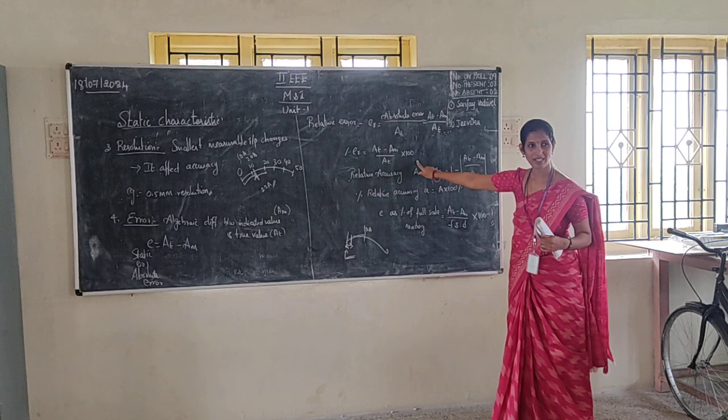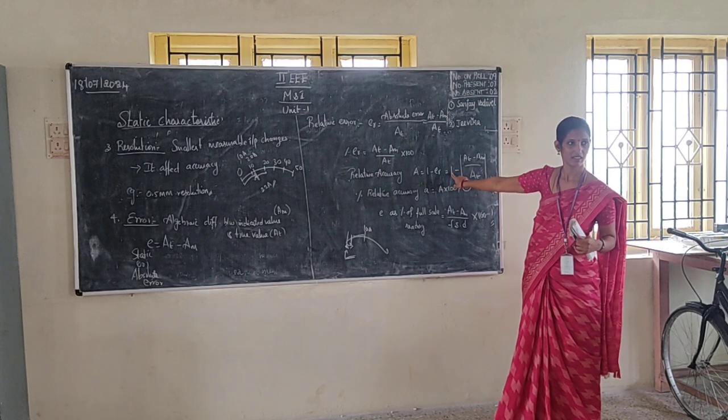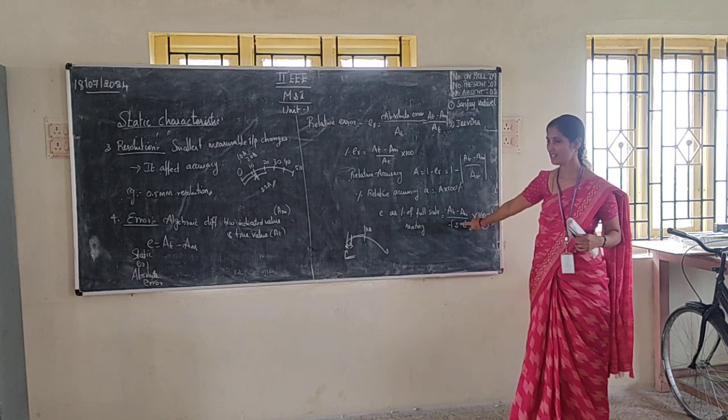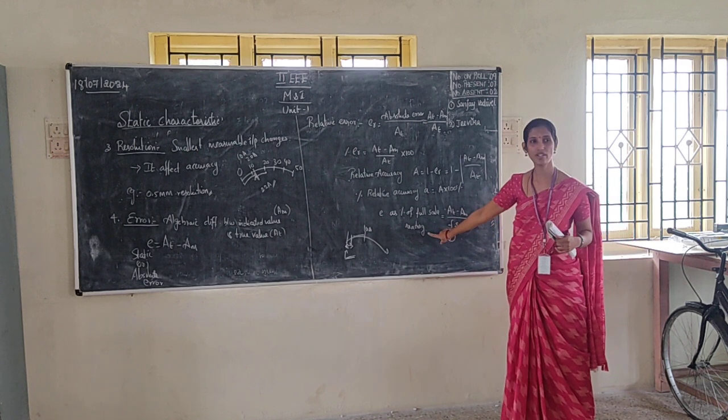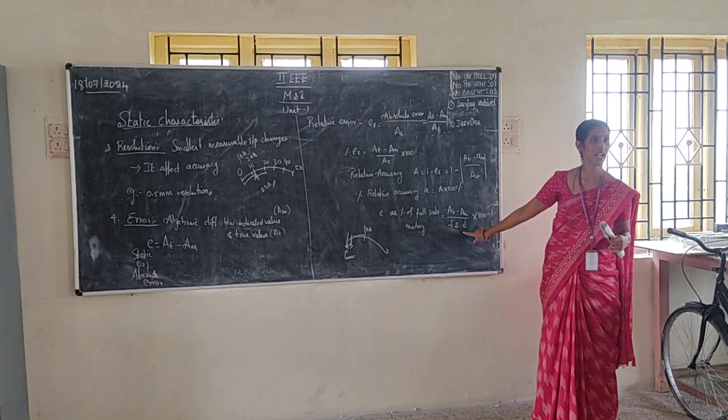Relative error as a percentage. Accuracy means 1 minus the relative error, right? So next, accuracy in percentage is multiplied by 100. Next, error as a percentage of full scale reading is equal to the absolute value divided by the full scale deflection.